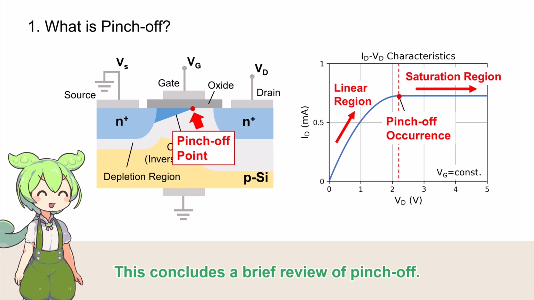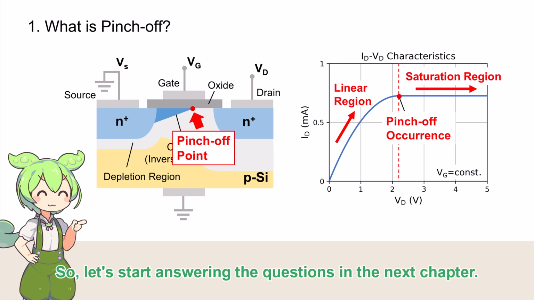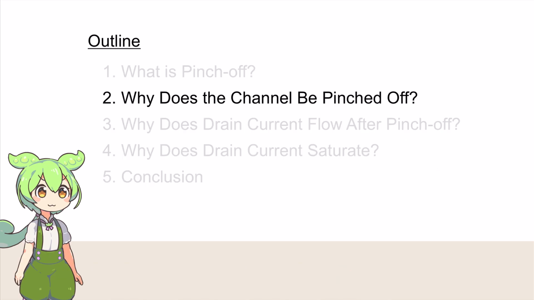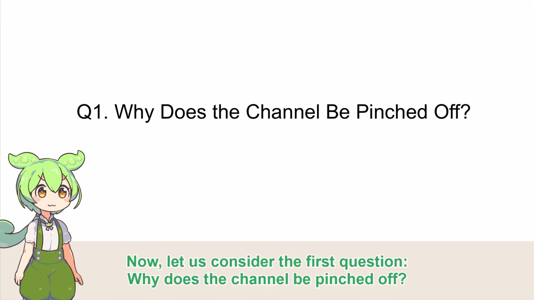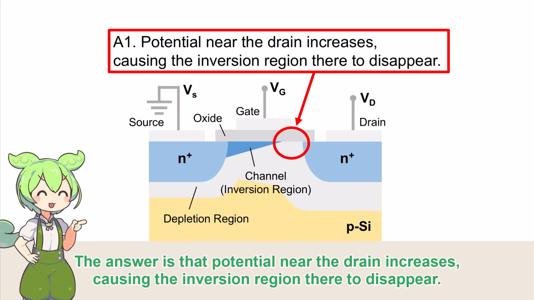This concludes a brief review of pinch-off. So, let's start answering the questions in the next chapter. Now, let us consider the first question. Why does the channel get pinched off? The answer is that the potential near the drain increases, causing the inversion region there to disappear.